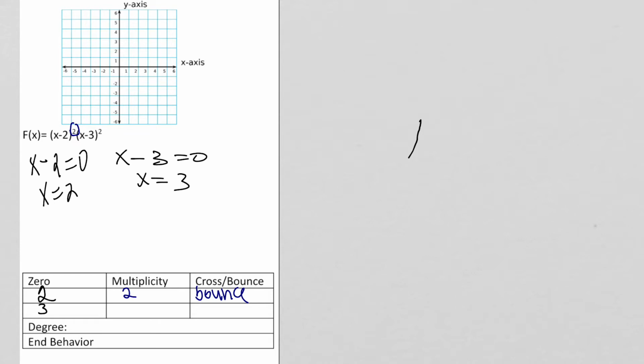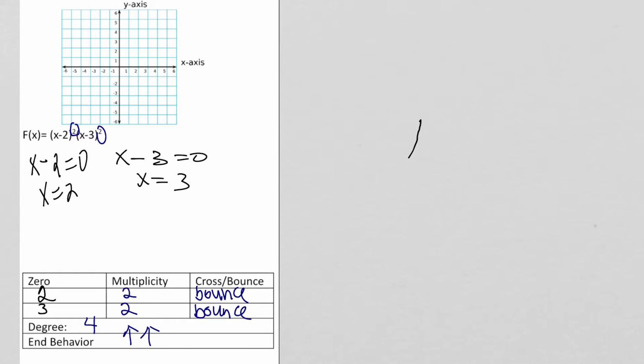That multiplicity, which is the power, is 2. That means it's going to bounce. Again, if it's an odd power, it would cross. The total degree is adding up your multiplicities here, which is 4. And then you need to look at the chart that we did together as a class. If you have an even degree and it's positive, your end behavior, your tails, are both going up and up.